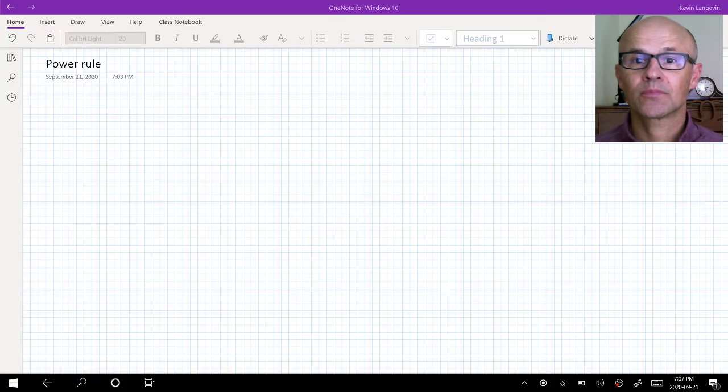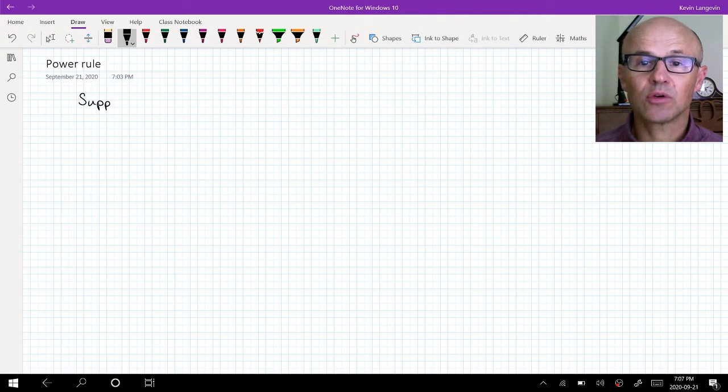Today we're going to talk about the power rule, the first of our shortcut type rules that we'll be working with for our derivatives over the next several weeks. To begin with the power rule, what I would like to do first is show you a little proof and the way it works out.